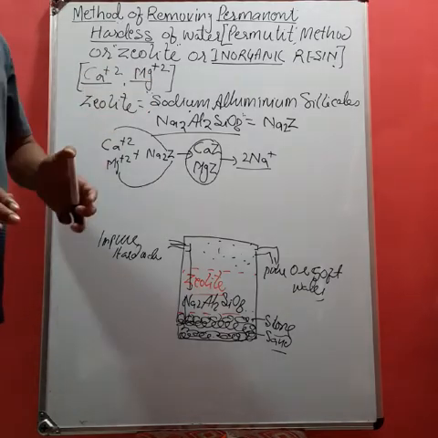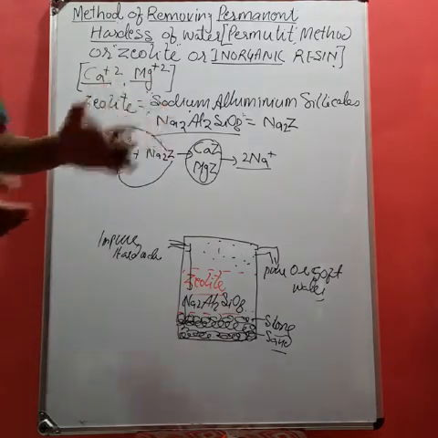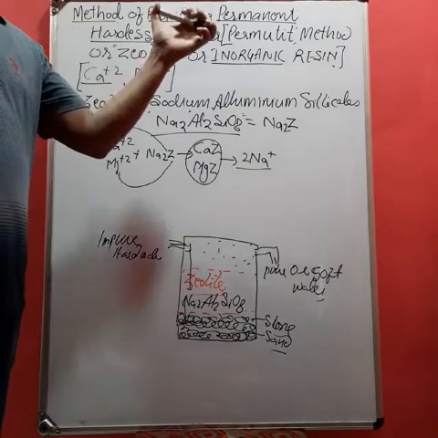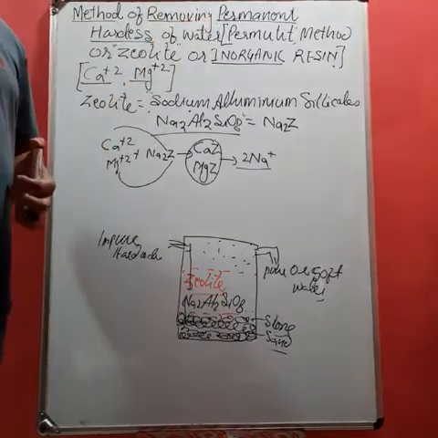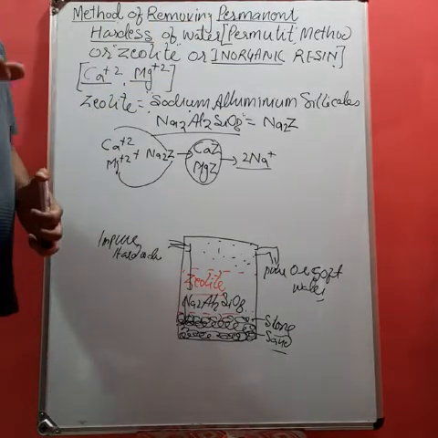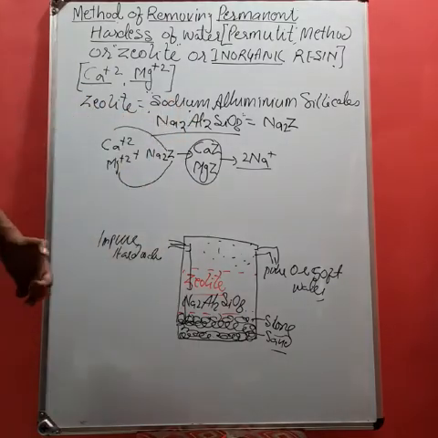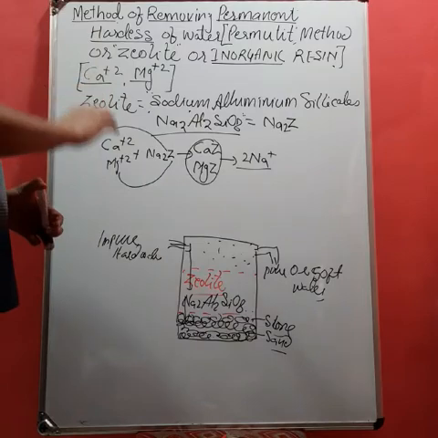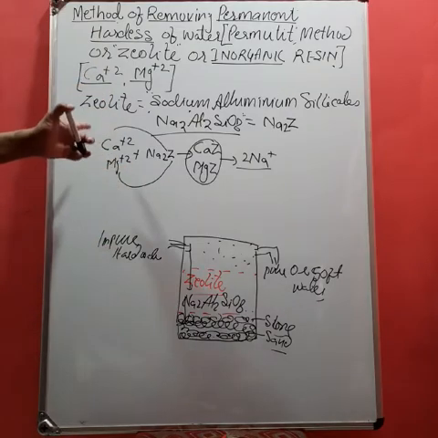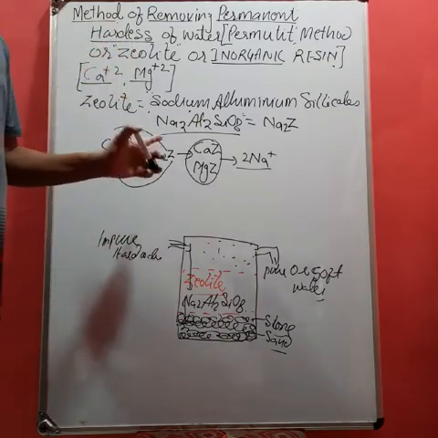Even in the modern water filter, you will find two rods. These are white color rods. Actually, this white color rod consists of sodium silicate, which exchanges the cations present in the hard water.